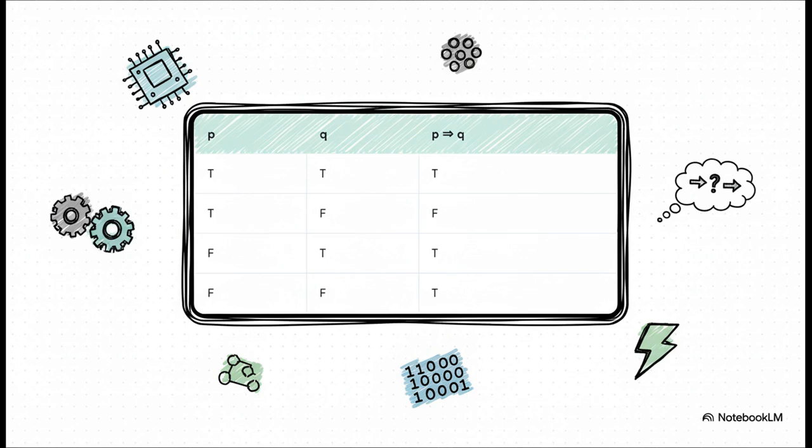That's the only time this is false. Now, those last 2 rows can seem a little weird, but think of it this way. If the starting condition is false to begin with, the promise was never even put to the test, so you can't say the promise was broken. A false premise can imply absolutely anything.